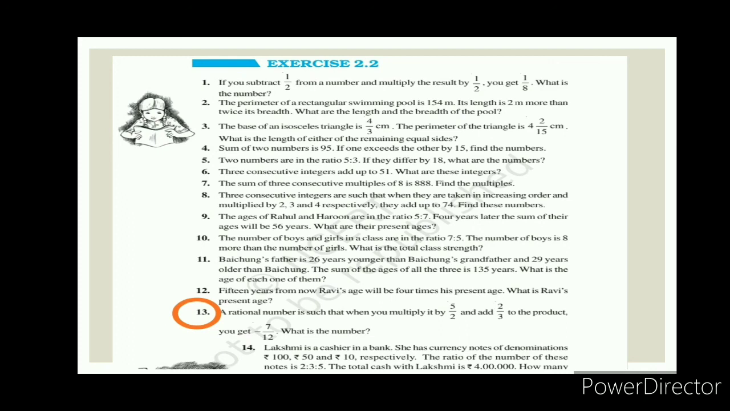Okay children, till now in this exercise we have solved 13 problems including homework. In the next class we will continue the remaining problems. Every day I am teaching 4 or 5 problems. That day only you practice it. Wherever you are getting doubt, you can ask me. Okay? Thank you.